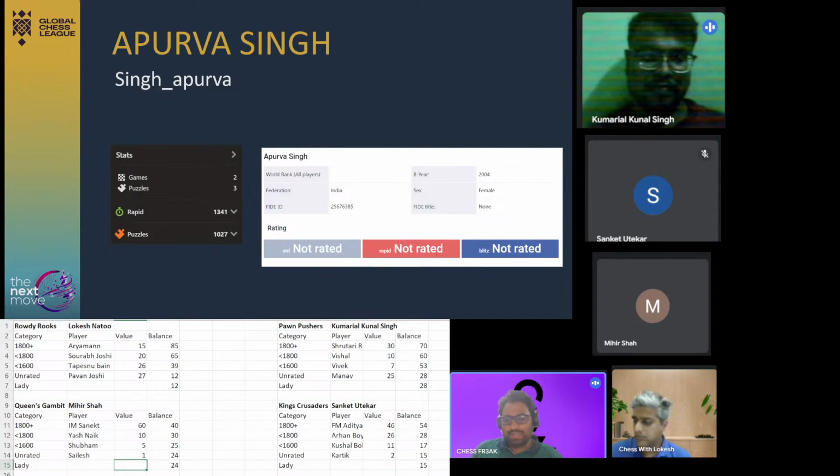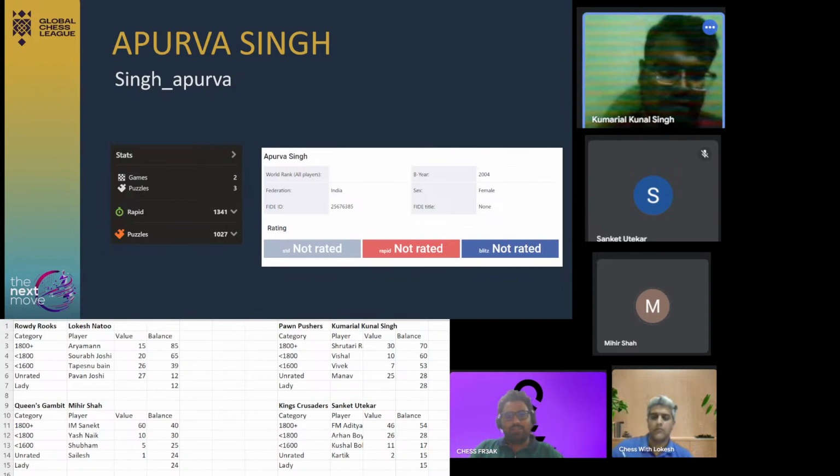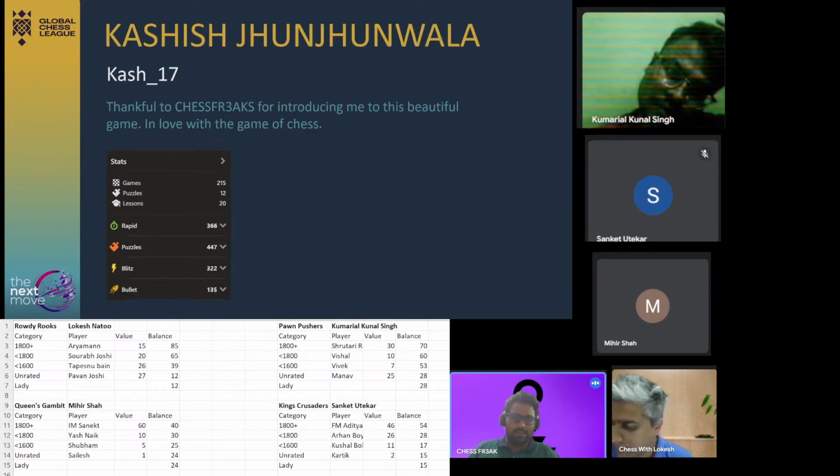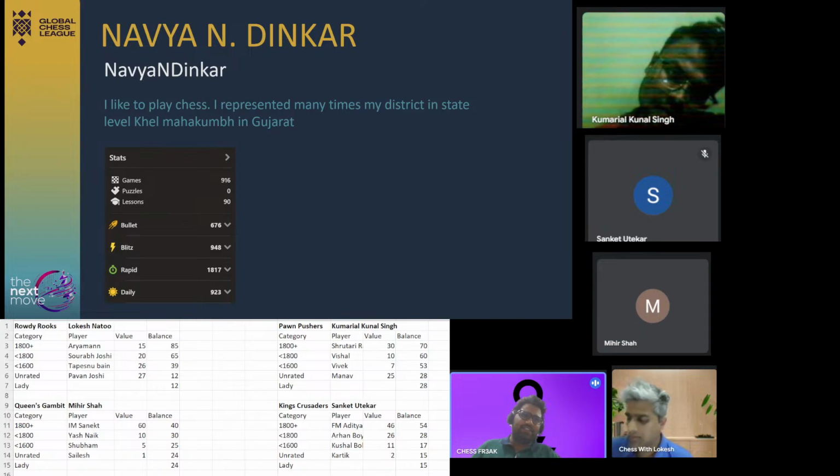And without wasting any time, we are not going to do any cheat system now. I see Kunal Singh, the pawn pushers. You have 28 points. So I will ask you first, which player are you looking to buy? If you want, I can go through the player list once again. Apurva Singh for you, Vidisha Bera, Kashish Junjunwala, and Navya N. Dinkar.